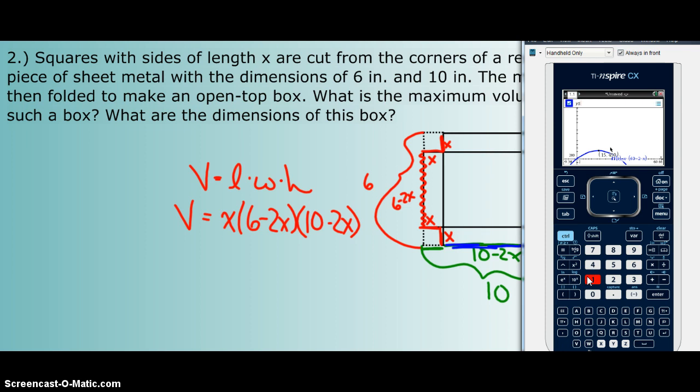Okay. So now we have the equal symbol. We're going to say x times 6 minus 2x times 10 minus 2x. And we're going to graph that. It says that it doesn't like it. I wonder why.